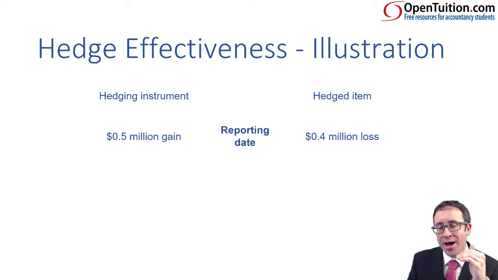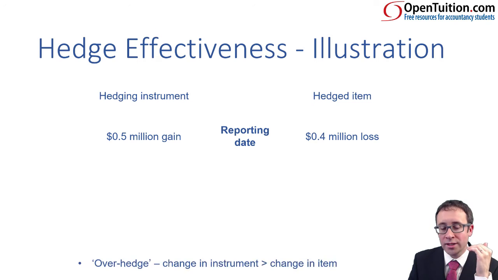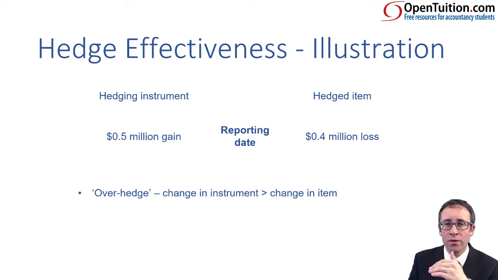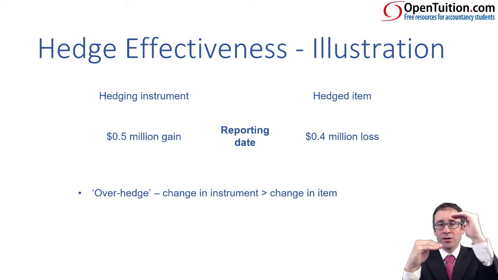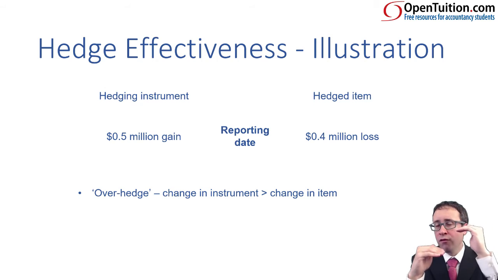So the gain that we have on the instrument, what are we going to do? Well, we need to go through there and look at what is effective. And is it over or under hedged? Well, it's over hedged, isn't it? Because here's the loss at 0.4 million on the item. Here is the gain on the instrument. There's too much of a gain. It's over hedged. We need to account for the full 0.5 million gain, don't we?